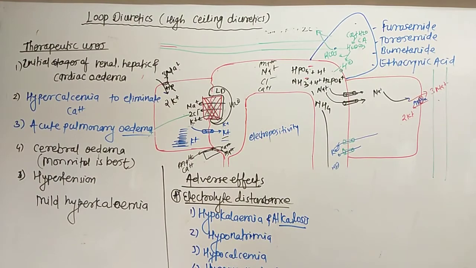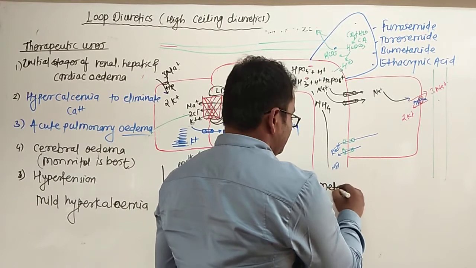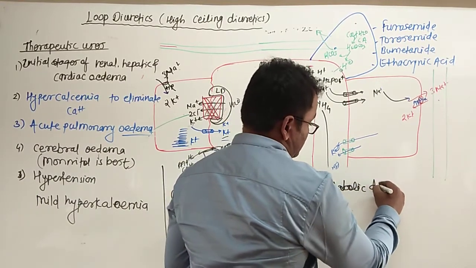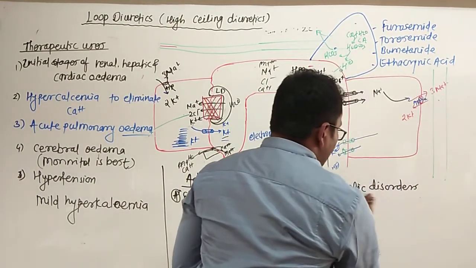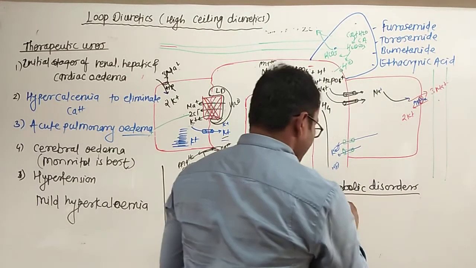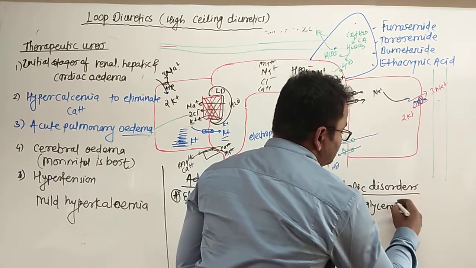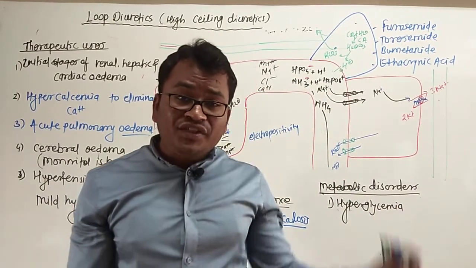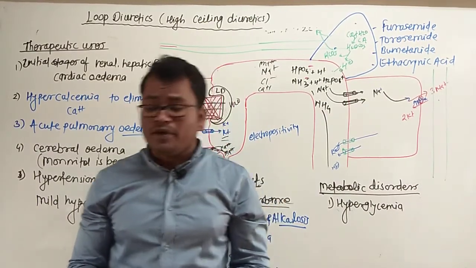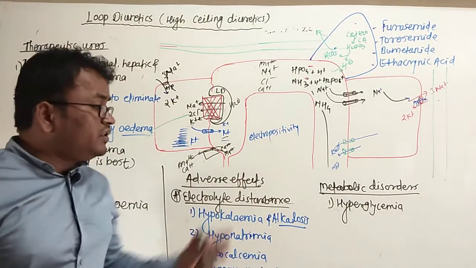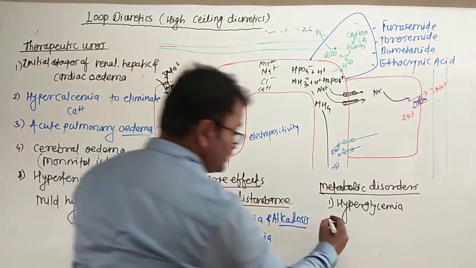Next one is other metabolic disorders. What are the metabolic disorders? First one is hyperglycemia. Hyperglycemia means increased blood sugar level. Why? Because loop diuretics decrease the secretion of insulin. This is the effect of the loop diuretic. Next, hyperuricemia.